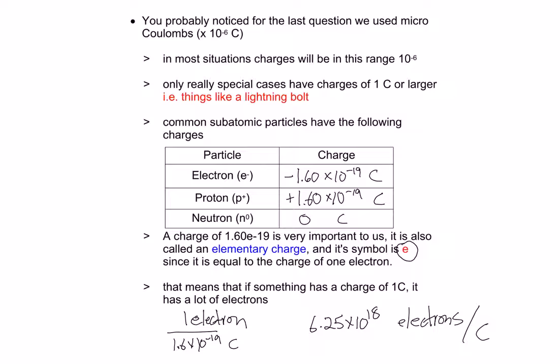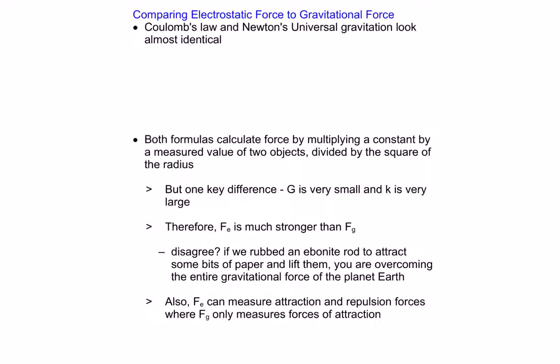Okay, so 6.25 to the positive 18 electrons per 1 coulomb of charge. So, a massive amount. If you haven't noticed it yet, we actually get two formulas that look almost exactly the same. What we just did with Coulomb's law was K Q1 Q2 over R squared. And if you remember in Physics 20, Newton's gravitational formula was G M1 M2 over R squared. If you look at the two formulas, they look almost exactly the same, and they are very closely related.